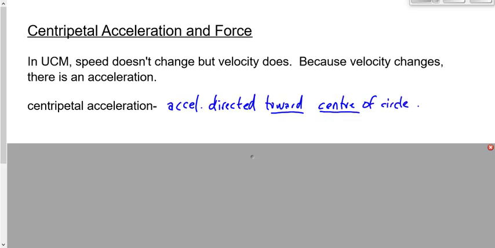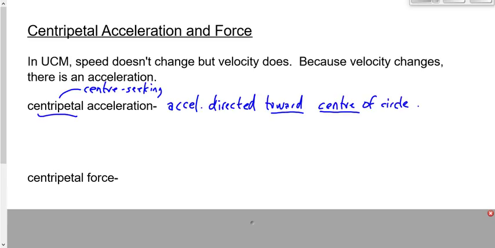That's what we call it centripetal. Centripetal means center seeking. Now, it's a little bit hard to understand how we can have an acceleration directed toward the center of a circle. Like, it's not even ever moving toward the center of the circle. It's moving in a circle, but yet the acceleration is always inward toward the center of the circle. You'll see why in a moment that it is directed inward toward the center of a circle.